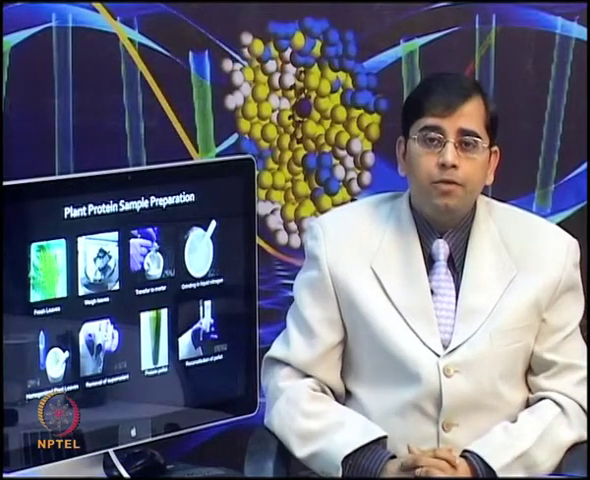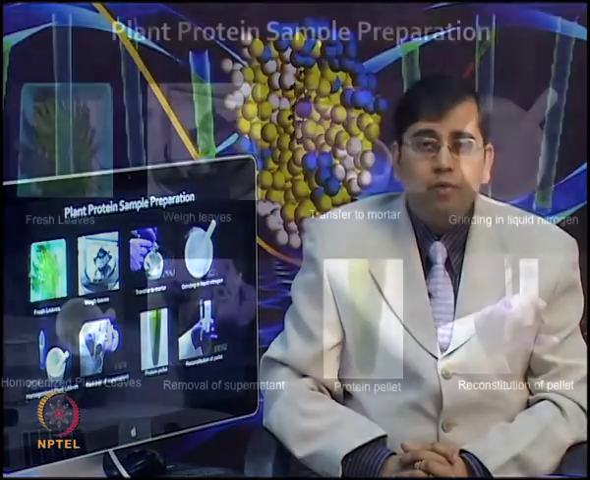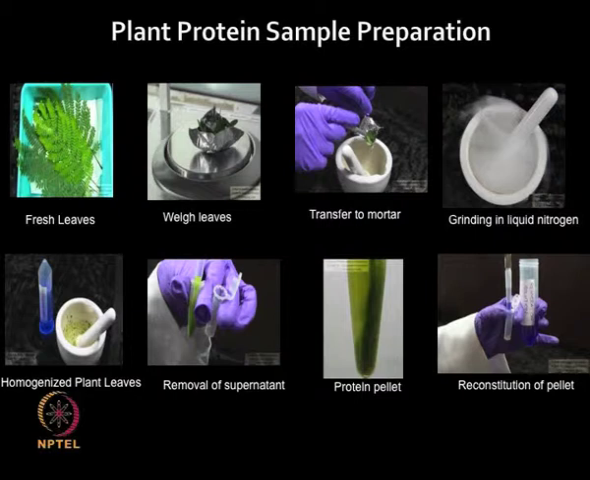So, here in pictorial form, I am giving you an overview of the steps involved in plant protein sample preparation, starting from the leaf collection, weighing the leaves, transferring to the mortar, grinding using liquid nitrogen with the pestle, and homogenization in the presence of TCA and acetone.